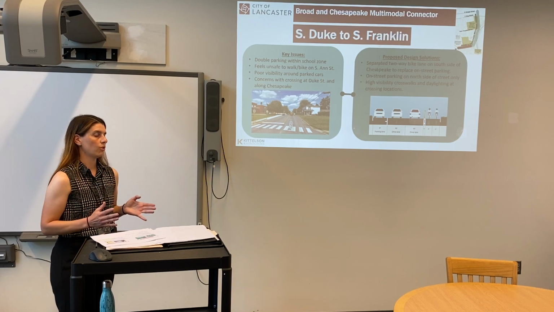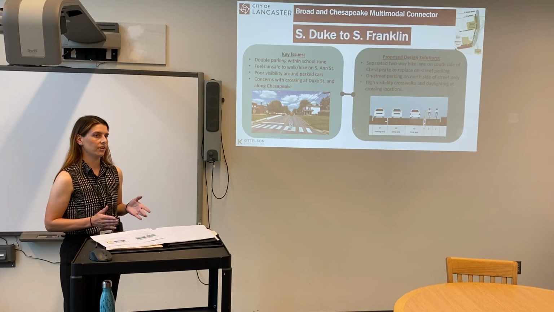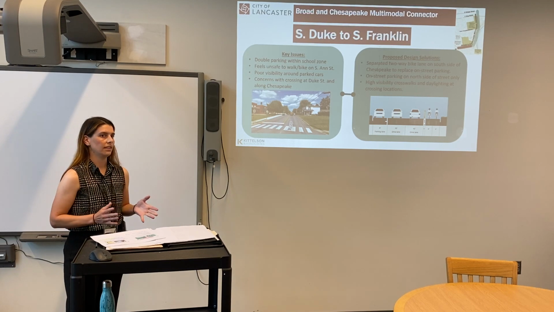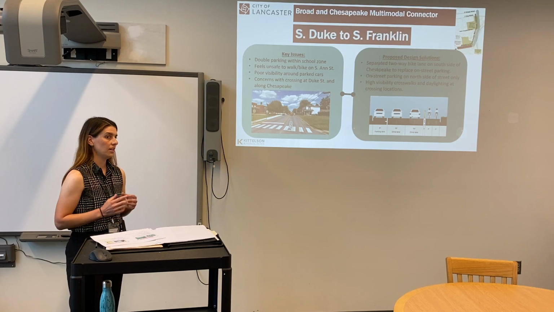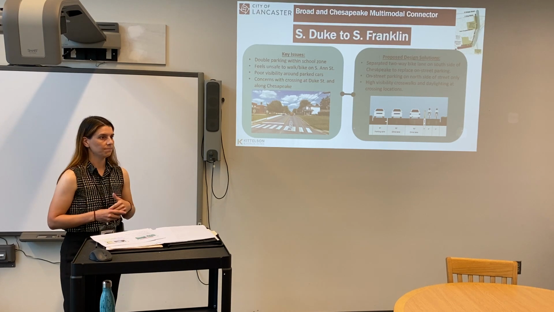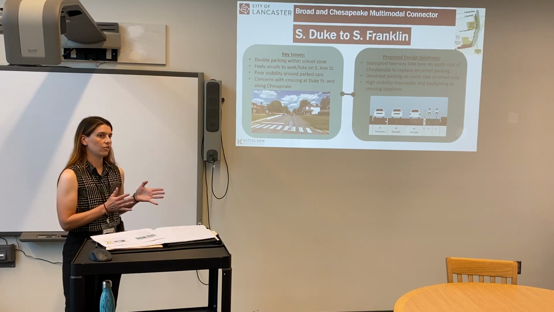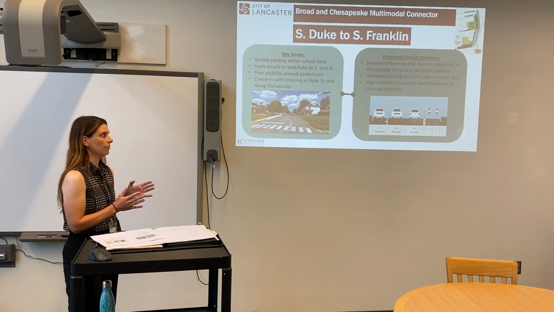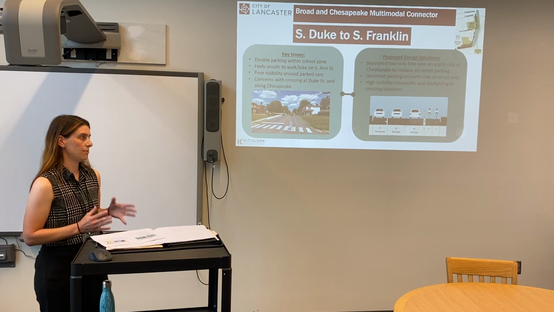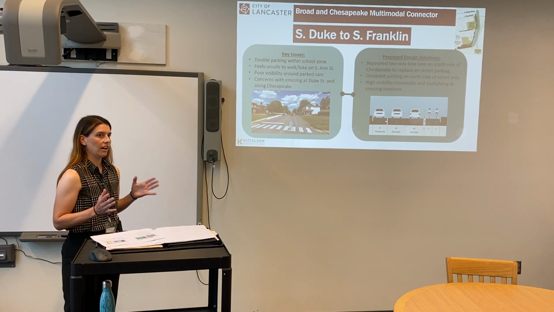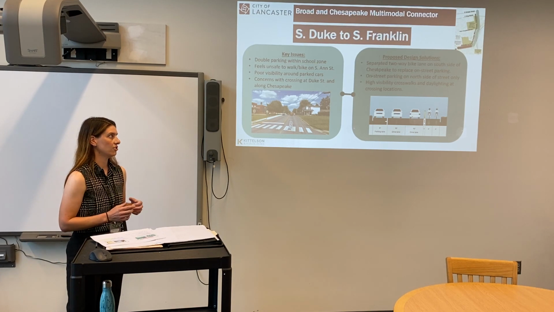Along this section of the corridor, we also introduce high visibility crosswalks and daylighting at key crossing locations and some of those mid-block crossing locations to improve visibility. Narrowing the vehicle lanes to include this bicycle facility will help to slow speeds along this section of the corridor.